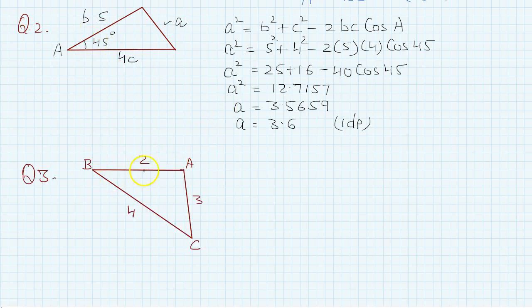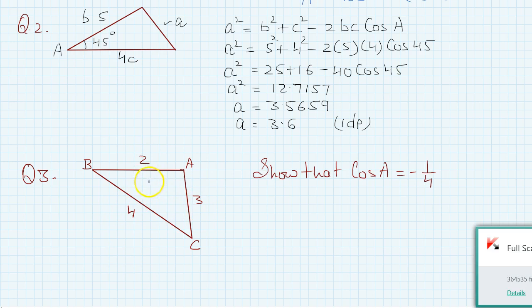This is a triangle having sides 2, 3 and 4, and we have to prove that cos A is equal to minus 1 over 4. That is what we have to prove. All three sides are given, so immediately we know that we are going to use the cosine formula. So we have to use this angle.